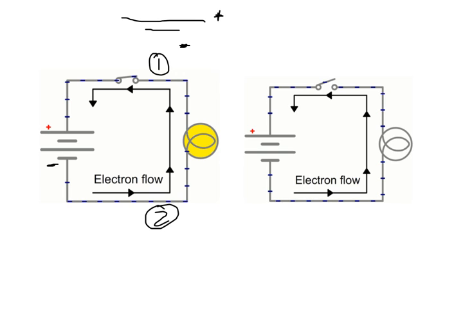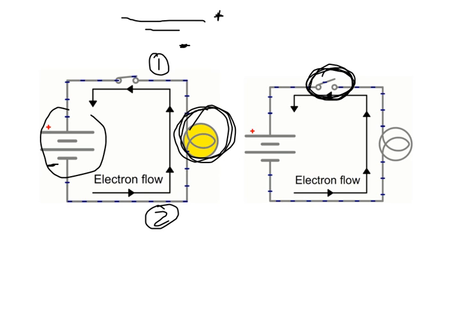In this example right here, you can see how this thing is open. What do you think this symbol represents? Yeah, a switch. So this thing represents a light bulb, a load. This represents two batteries, two cells. This here represents a switch, and then a basic line represents a wire.